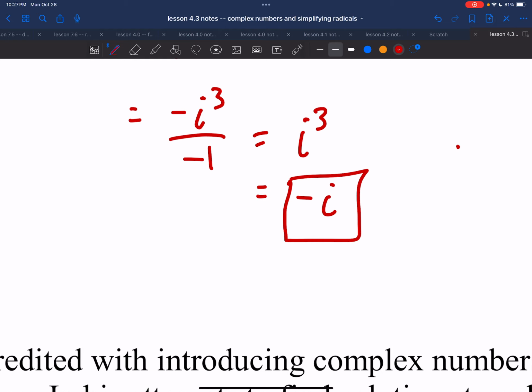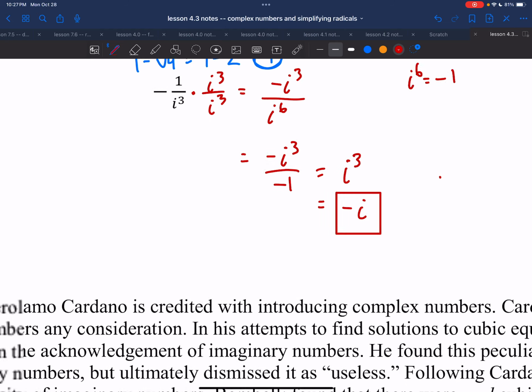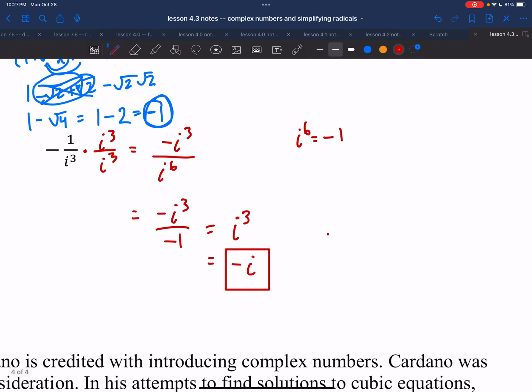And so that is my expression, negative i, yeah? Because you don't really want to leave it with powers of i. Because, like I said, every complex number can be written a plus bi. So you don't need i squared, i cubed, blah, blah, blah. If it has i to a power, you can always simplify that to a single i somehow, yeah?